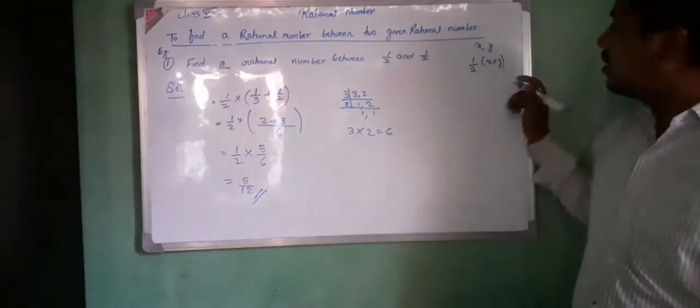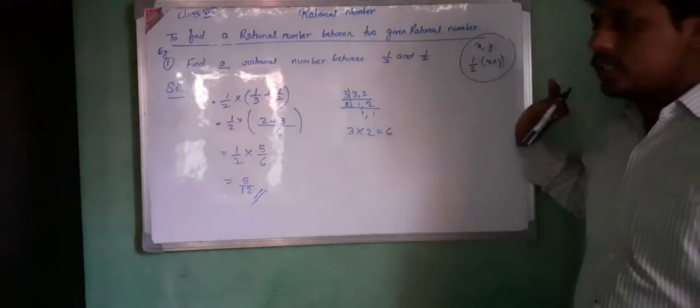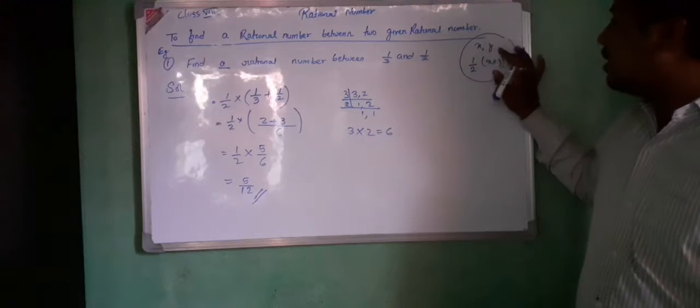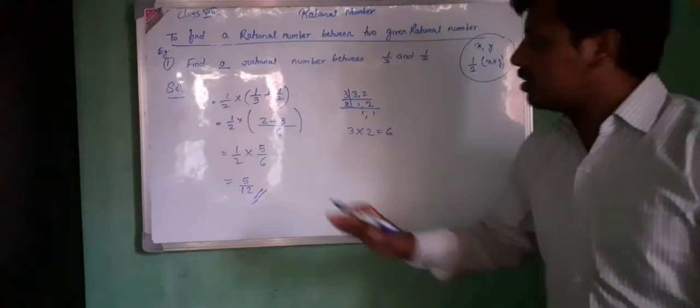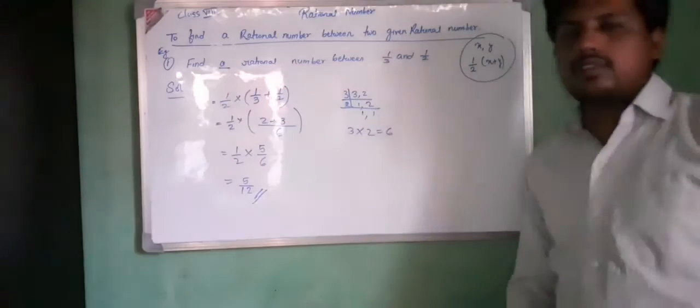Now, a simple thing to remember: if x and y are two rational numbers, then we have to add these two and multiply by half. Either you multiply at the front or at the back, in both cases the answer will come the same.